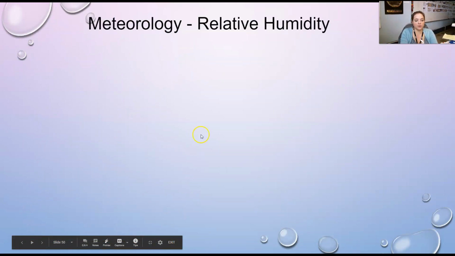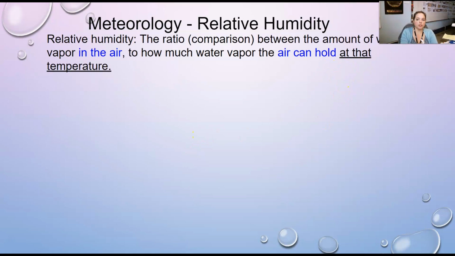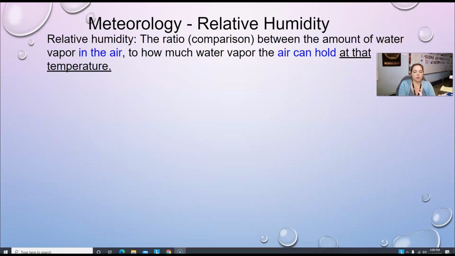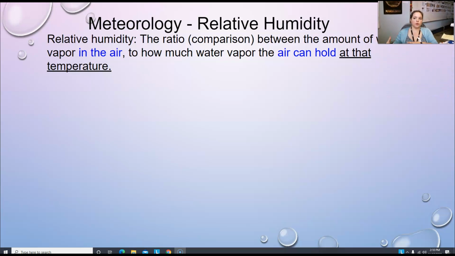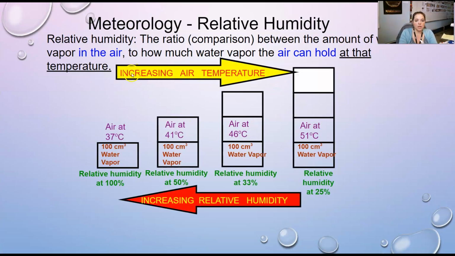All right, so relative humidity. That's the ratio comparison between the amount of water vapor in the air and how much water vapor the air can hold at that temperature. If the relative humidity is really, really high, chances are the saturation is going to be high. We'll see that in a second. So increasing air temperature decreases the relative humidity. That means more water can be held. Think back to what we first said. As you increase temperature, you can hold more, which means your relative humidity will be less.